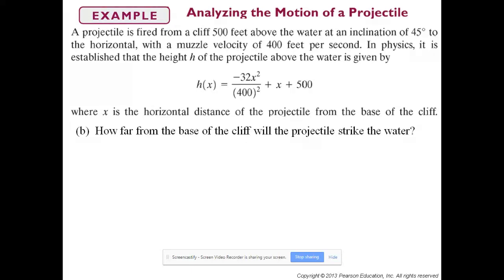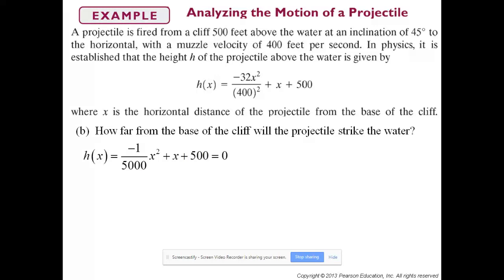Okay. B part, same equation, same everything going on there. How far from the base of the cliff would the projectile strike the water? So where's it at when it hits the water? What's the height when something hits the water? 0. Okay, so what are we going to do with that equation? For y, 0 goes, so it's basically setting the equation equal to 0. So here's the equation. Instead of h of x, we're going to put it equal to 0 and solve it.